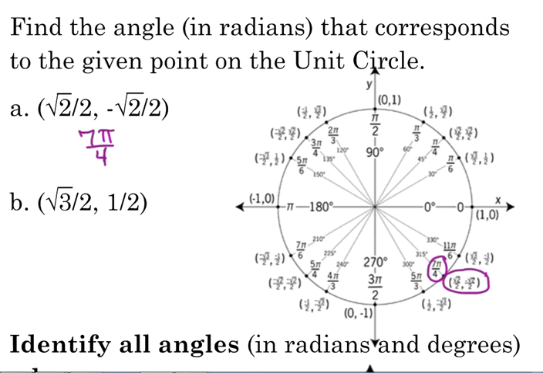Positive square root 3 over 2, 1/2. Positive x, positive y, that's first quadrant. There's that coordinate. I want the angle in radians. So the correct answer here is pi over 6.